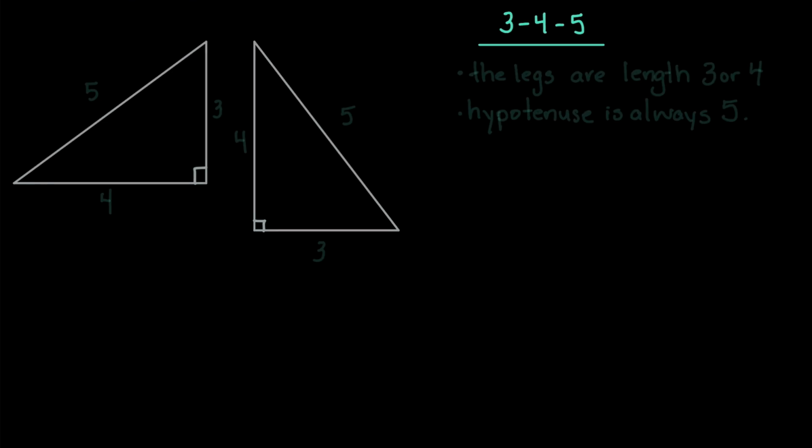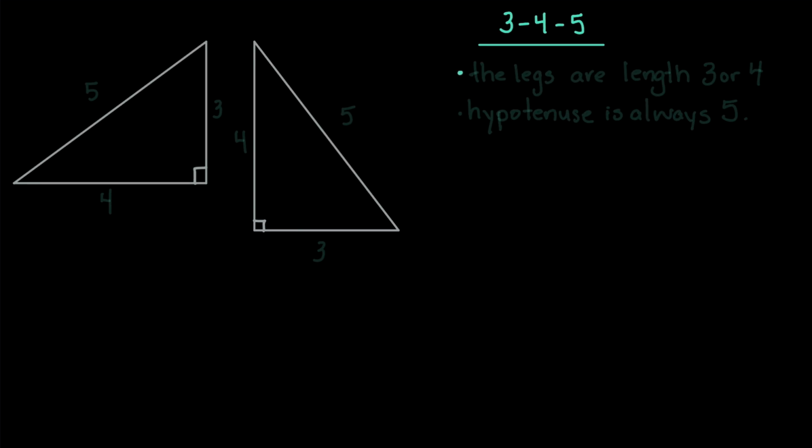Now, the 3-4-5 special right triangle is something that's important if you want to save time on exams like the SAT or an AP Calculus or an AP Pre-Calculus exam. So it's not one of those things where it's necessary to know, but if you know it, you will save a lot of time. So let's first go through the 3-4-5 triangle.